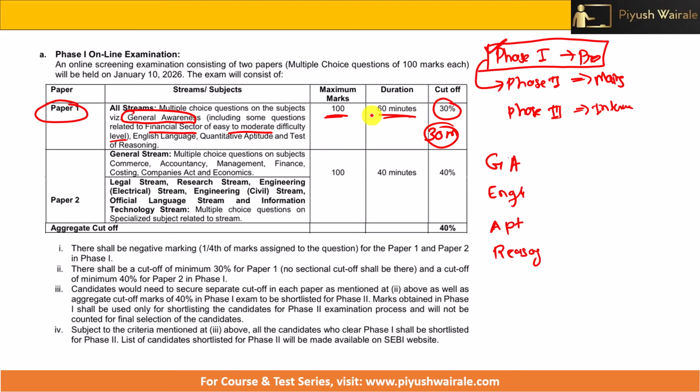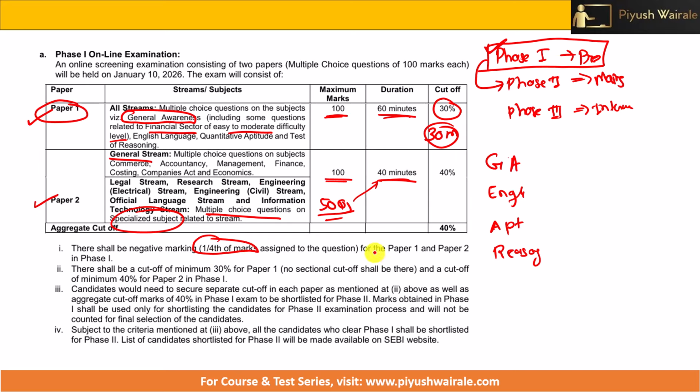Now, this is paper 1. Paper 2 is about the IT stream. We have a general stream syllabus as well, but we are discussing the IT stream here. For the IT stream, it is MCQ questions based on the specialized subject. It is also for 100 marks and 40 minutes. So you can expect 50 questions for 100 marks in 40 minutes. Each question carries 2 marks. There shall be negative marking, a quarter negative marking.